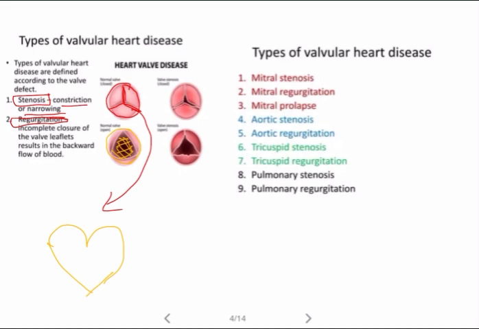Suppose I will just draw a schematic diagram here. Suppose this is our heart, this is the right atrium, this is the right ventricle, this is the left atrium, and this is the left ventricle.